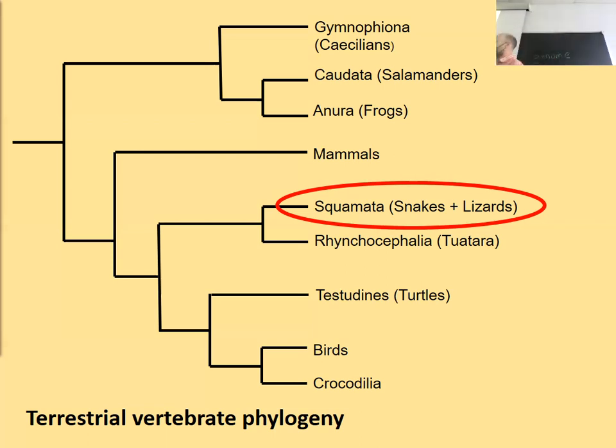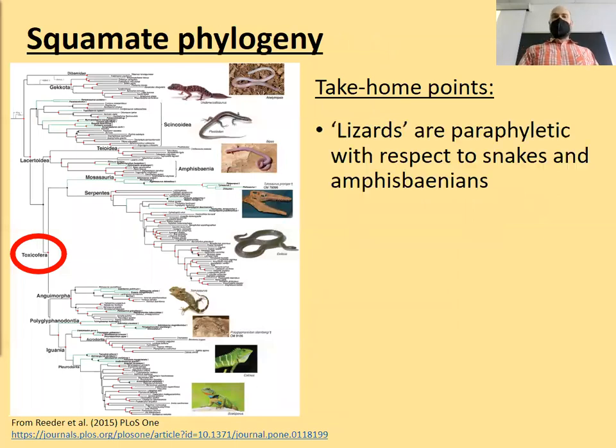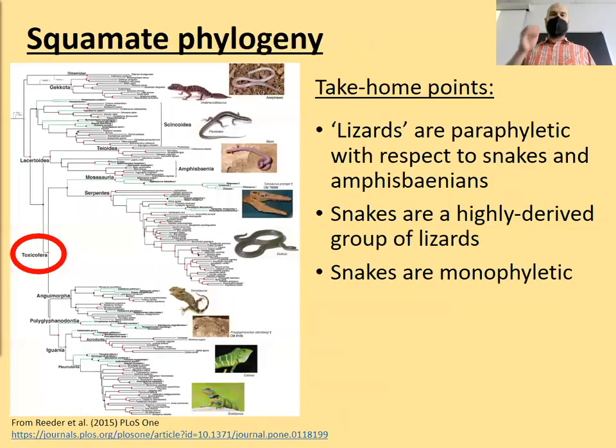We're going to talk about turtles next week. I saved the best for last. Today we're going to talk about squamates. Now, a couple reminders. You've seen this figure a couple times already, but just again to set this up. Very complicated phylogeny of squamates. The takeaway message, though, is that lizards, what we commonly call lizards, is paraphyletic with respect to snakes and amphisbaenians. Snakes are just a highly derived group of lizards. Snakes are, in fact, a clade. It's a monophyletic group. But they are nested within lizards, which again means that some lizards are more closely related to snakes than they are to other lizards. For example, geckos.